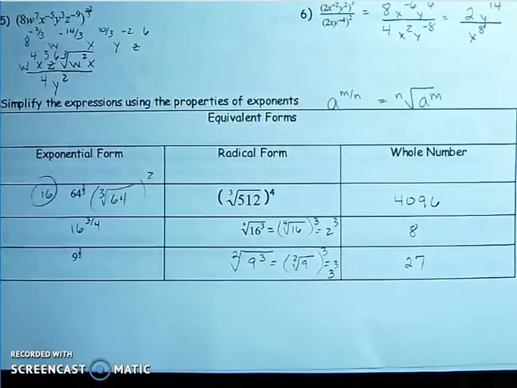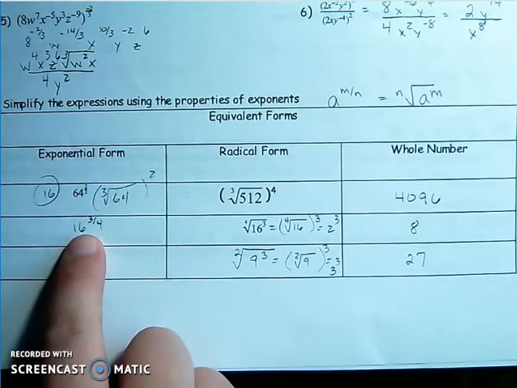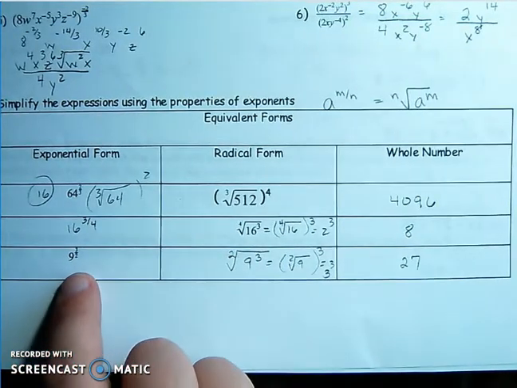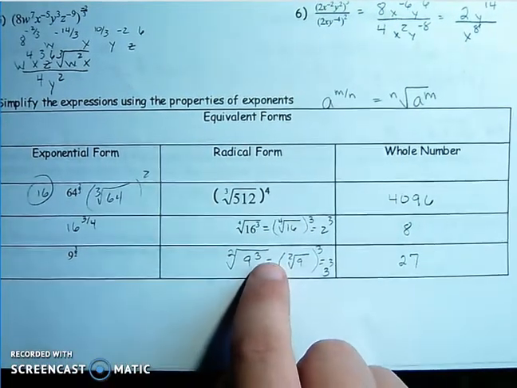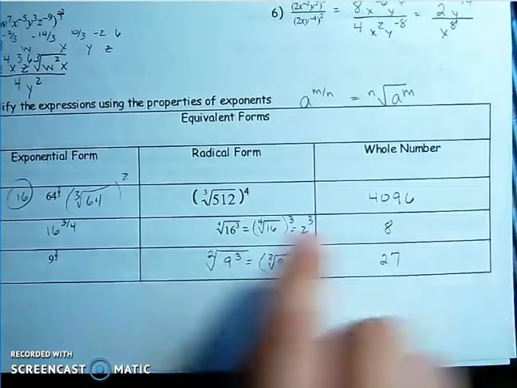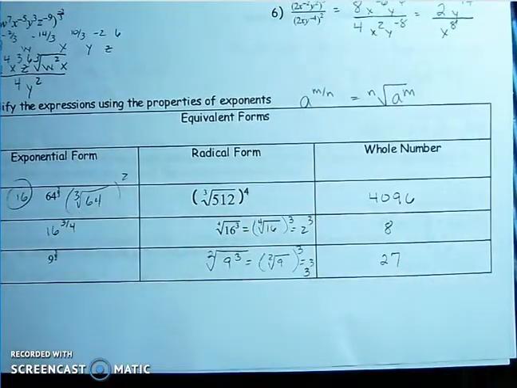So here, 64 to the 2/3 is the 3rd root of 64 squared. 16 to the 3/4 is the 4th root of 16 to the 3rd. 9 to the 3/2 is the same as the square root of 9 to the 3rd. These reduce to 8 and 27. This first row has nothing to do with each other.